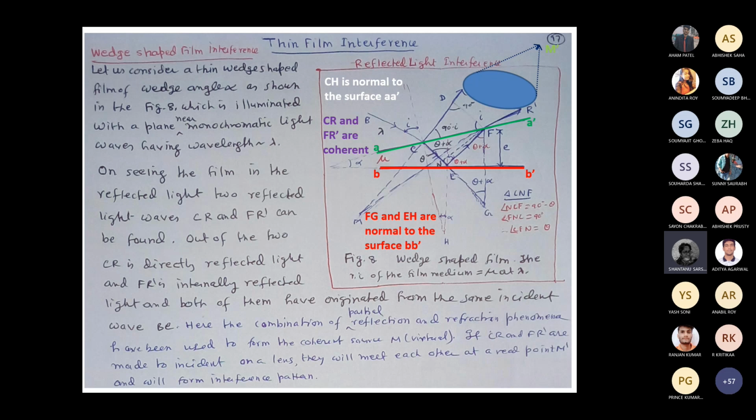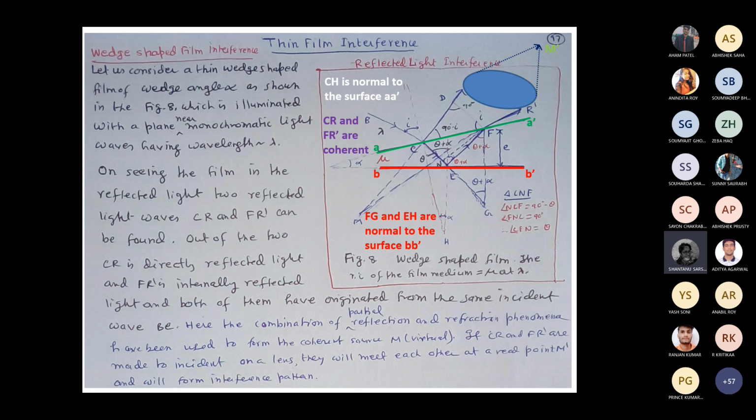Now these two light rays have originated from the same light ray, so definitely they are coherent. So the fundamental condition is satisfied. But here the amplitudes of the reflected light, that is CR and FR', are different. As you can see, if the amplitude of the incident light is A, then CR will be A into r, and the amplitude of the other ray will be different from Ar because it has been reflected, and further reflected.